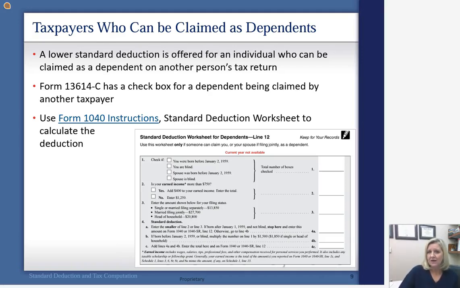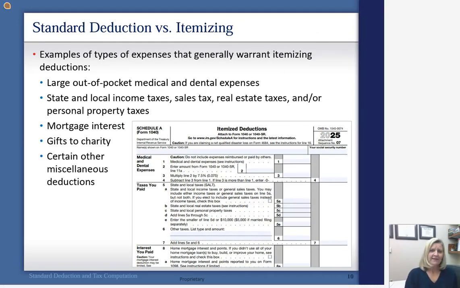So if you have a 16-year-old who worked and made $8,000, their standard deduction is going to show up as $8,000, or depending on if they had other income, it'll show up as that. All right.